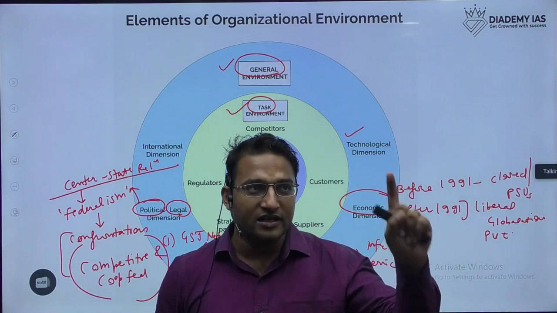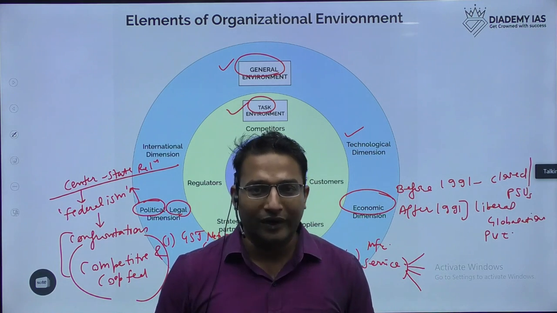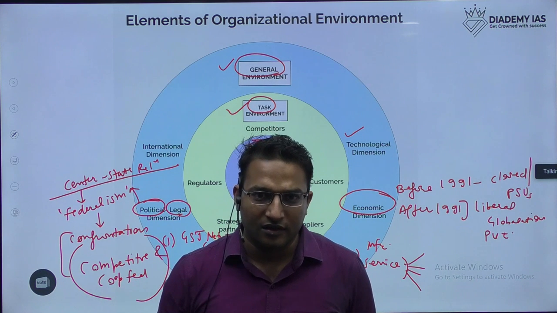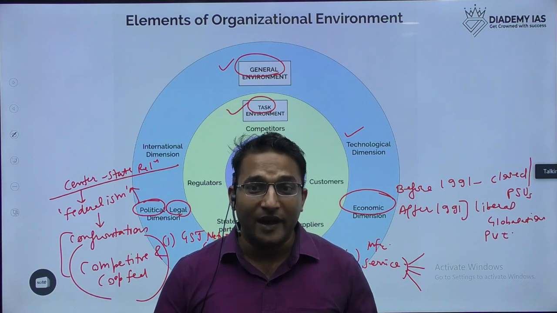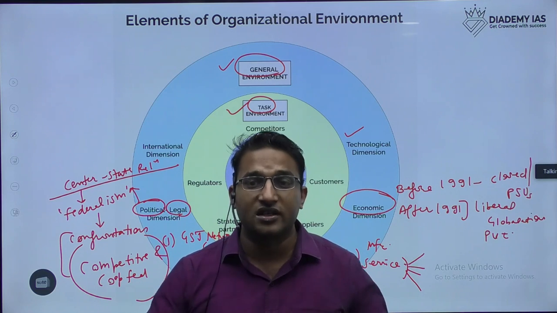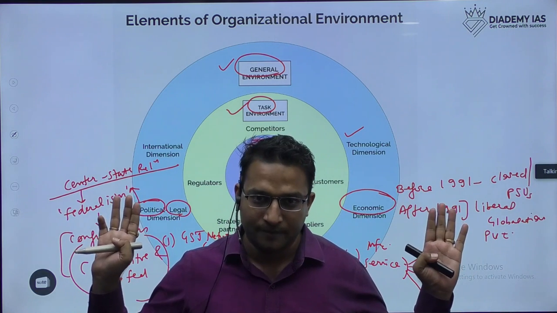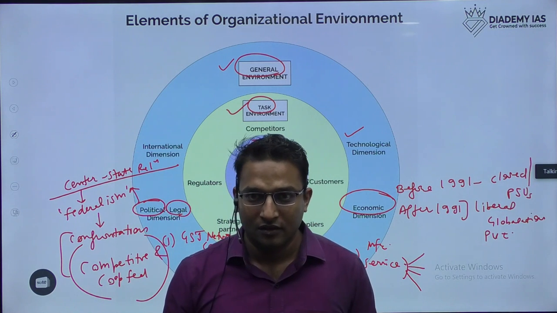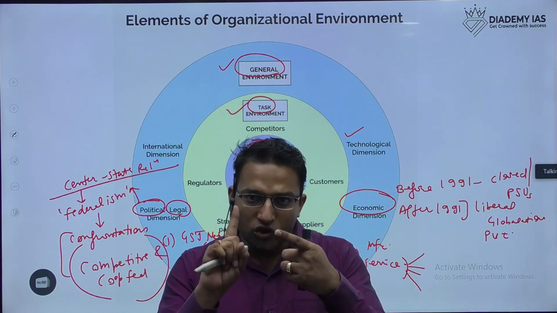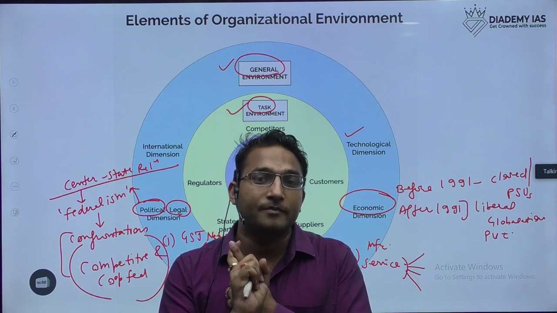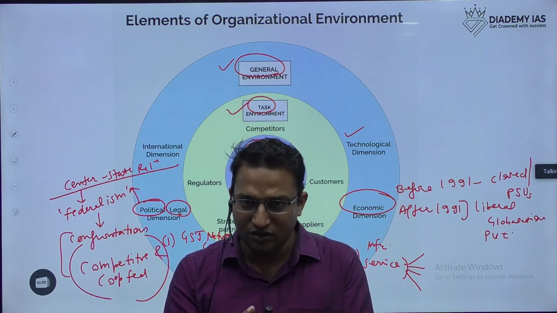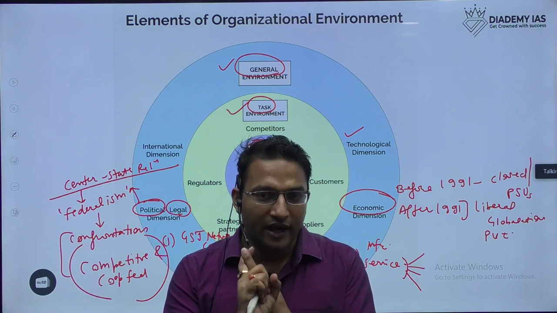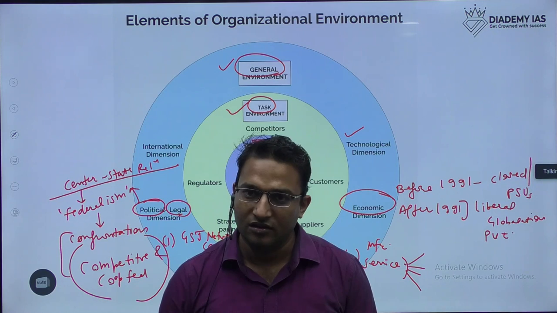So on the one hand, it is challenging to the organization because they have to adapt to the new GST network. On the other hand, it is better also because it is providing one nation, one market, one tax concept. You have to link with the practical things, political, how it is impacting, right? So because of cooperative federalism, it is benefiting the organization. Accordingly, we have to change the structure, design, culture, and we have to redesign everything, okay?